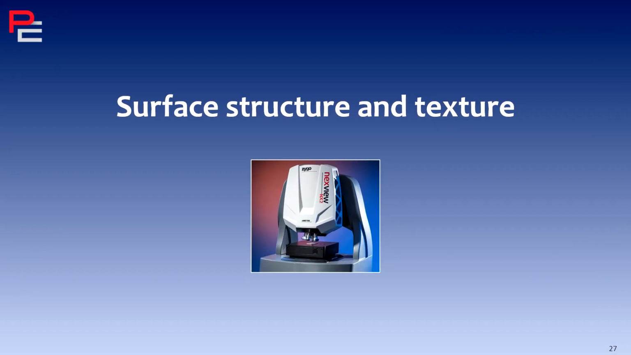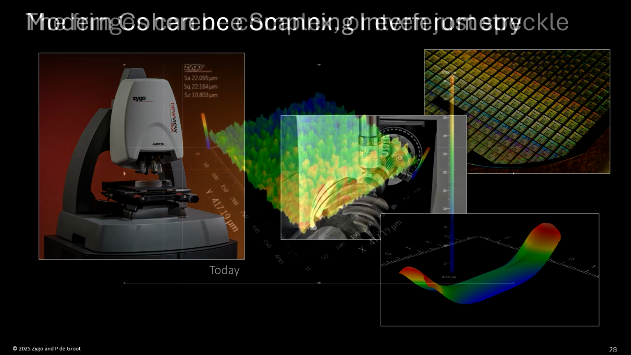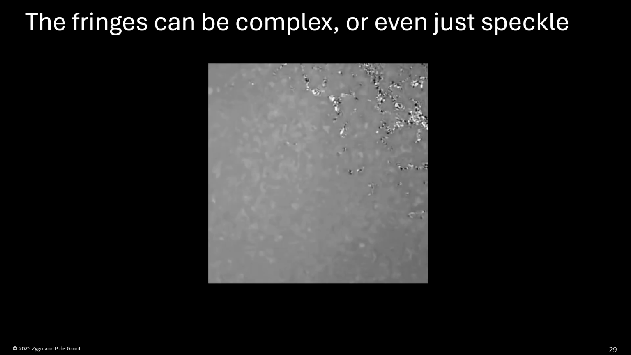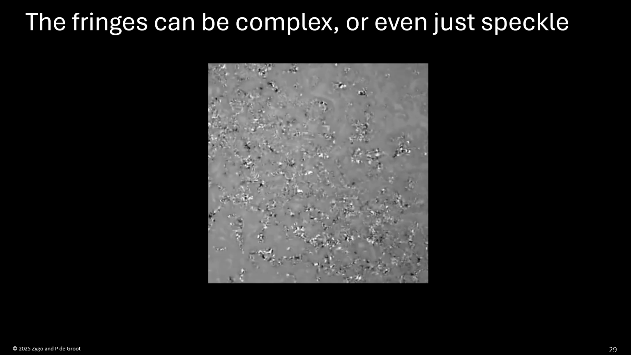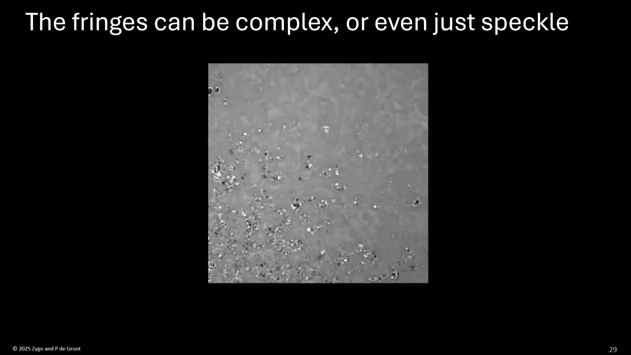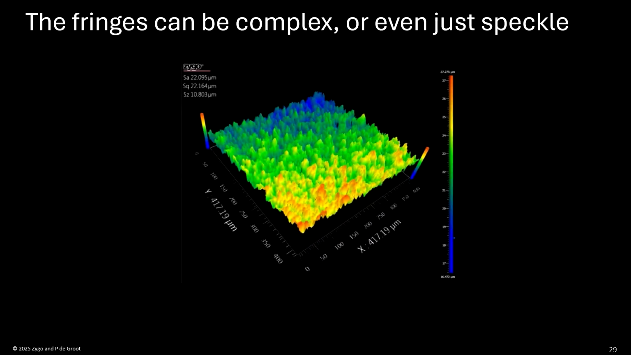The next topic is surface structure and texture analysis, and this will primarily involve interference microscopy. The dominant technique in interference microscopy today is called coherence scanning interferometry, so we'll have a look and see how that works. The fundamental idea is that we're going to use not only the interference fringe phase, but we're going to use the presence of the interference fringes, its fringe contrast or its coherence, in order to do measurements of very complex surface structures.